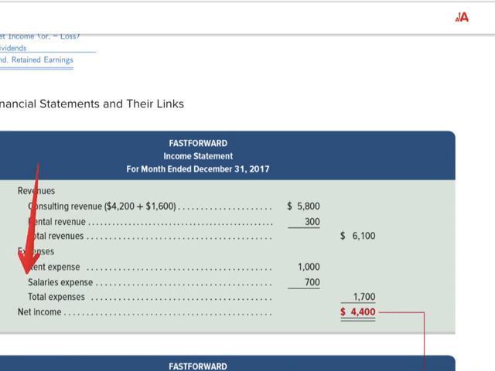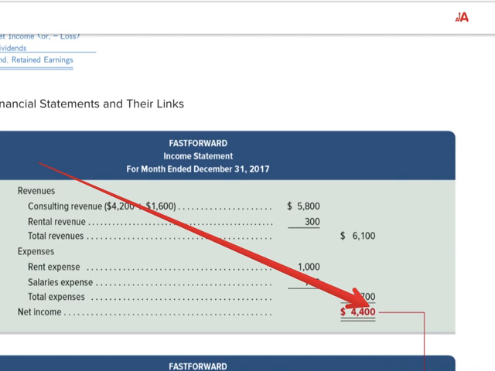And for expenses, again, they list out the detail. They used up rent and they used up salaries in order to generate this revenue. So they list out the detail here, and then the subtotal of total expenses is right here. This tells us everything they used up in the month of December in order to generate this revenue. And then the net income is the difference between the two. The revenues minus expenses is the net income. So the answer to the question of how much money did we make in this period is this number right here.